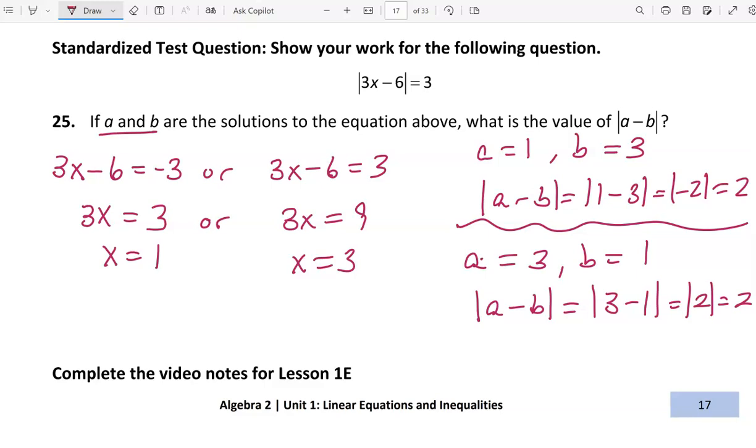Turns out it doesn't matter which way you did this. A and B, we get the same answer. So final answer here, the absolute value of A minus B is 2. And that's it.